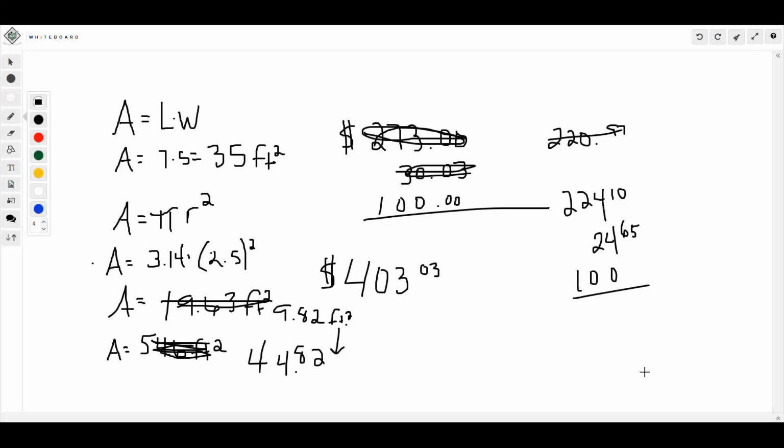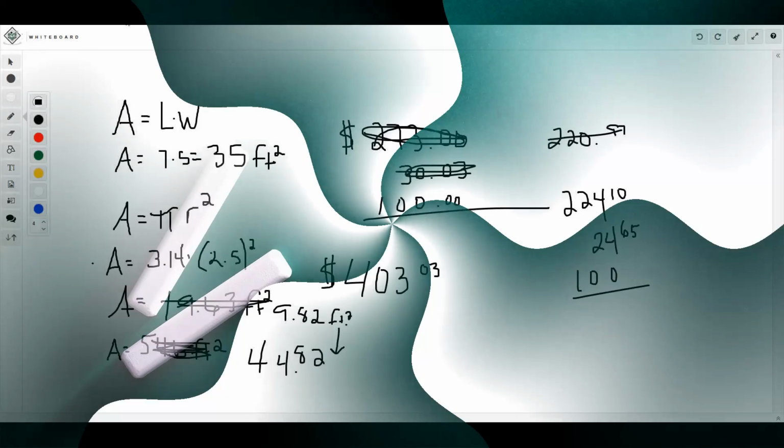So anyway, you should be able to do the rest of the page yourself. And that will be all for today. Yeah!